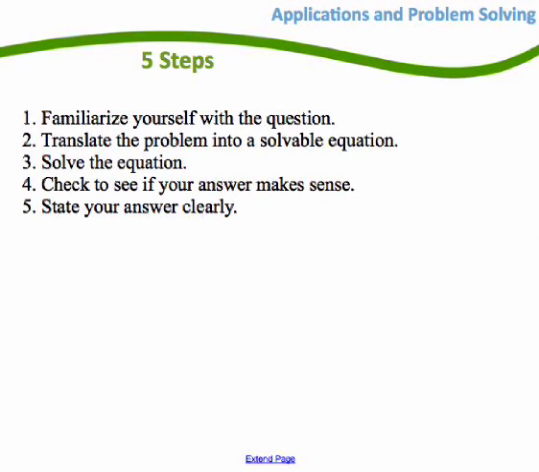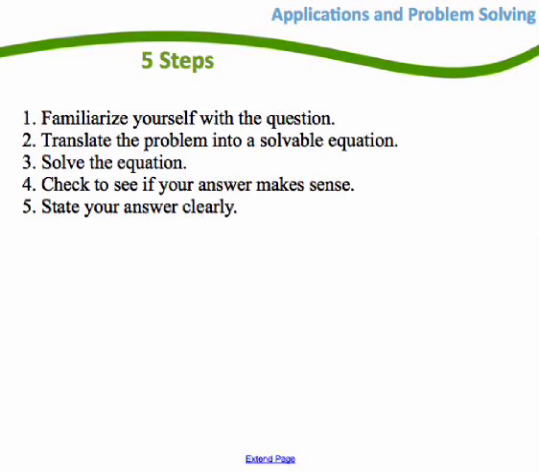And then take that and try to translate the problem into some kind of an equation. So something is equal to something. Then we can solve it. So that's the third step, to actually solve the equation. Check to make sure your answer makes sense. And then finally, state your answer clearly. So let's do those 5 steps with 2 different questions.